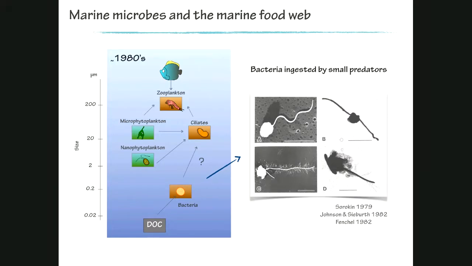So now we are in the 80s, and by that time it was known that bacteria were taking up DOC and they were actually growing. So the question was where all this growth was going. They could not grow to infinity, so there had to be a mechanism to control this growth. Otherwise, there would only be bacteria in the ocean. And in the 80s it was discovered that in fact bacteria were being eaten or ingested by very small predators, like the small protists.